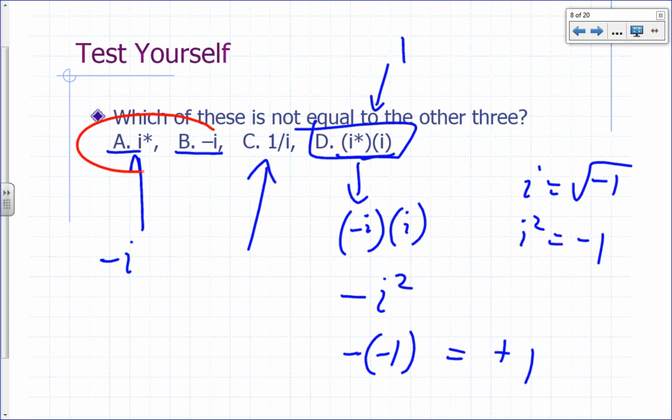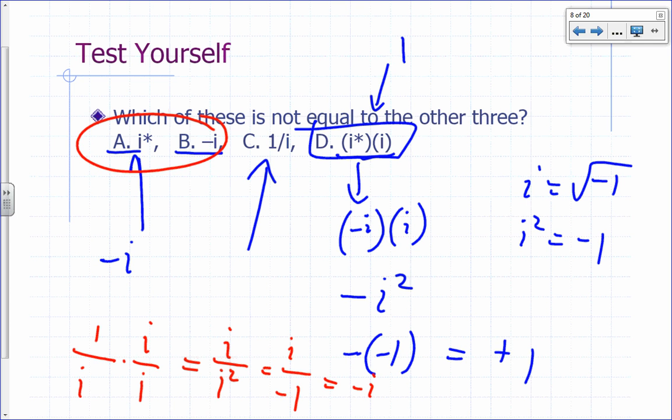How is 1 over i equal to these? 1 over i, multiply both numerator and denominator by i over i. What do you get? i over i squared, right? Which is i over, what is i squared? Negative 1, so that's negative i.